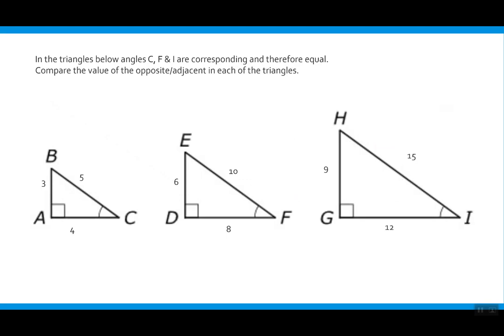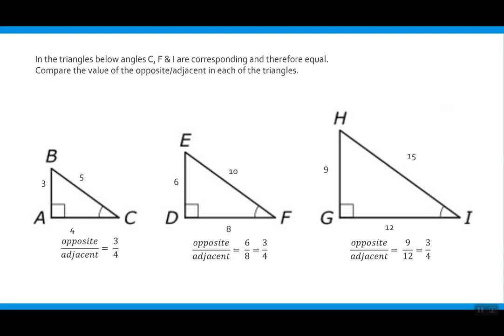In the triangles below, angles C, F, and I are corresponding and therefore equal. We're going to compare the values of the opposite over the adjacent in each of the triangles. In the first triangle, I have the opposite 3 over the adjacent 4, so I have this fraction 3 over 4. In the second triangle, the opposite is 6 and the adjacent is 8. Notice 6 over 8 can reduce to 3 over 4. In our final triangle, the opposite is 9, the adjacent is 12, and that reduces to 3 over 4.